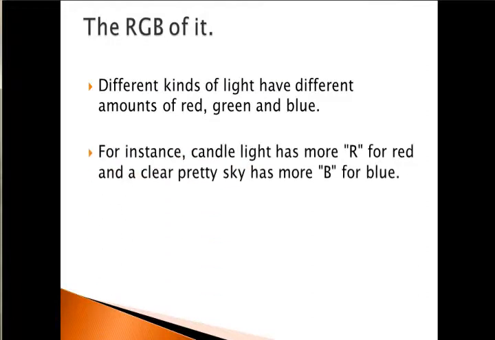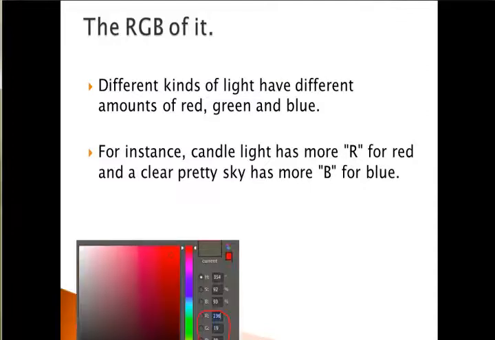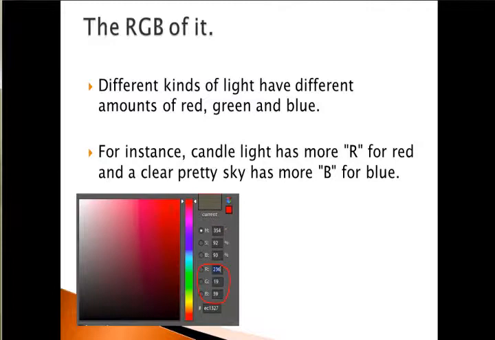For instance, candlelight has more R for red, so we know candlelight is often that more creamy orange color, and so it has more red in it. And a clear, pretty sky would have more B, or more blue, in it. Let's look at the color picker in Photoshop Elements.